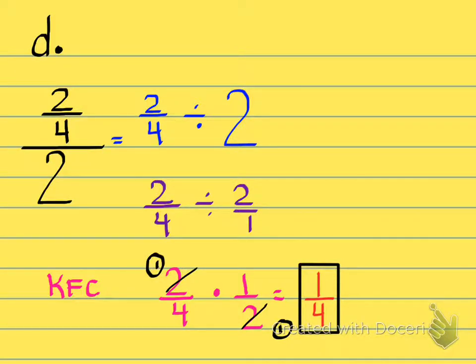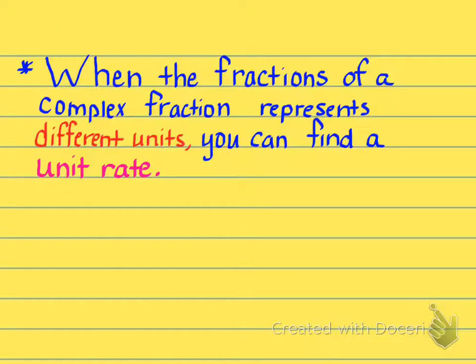Hopefully you did well in the first section. So now for this next section that's going to be on textbook page 19, you're going to write: when the fractions of a complex fraction represent different units, you can find a unit rate. So let's go ahead and see how we're going to do that.